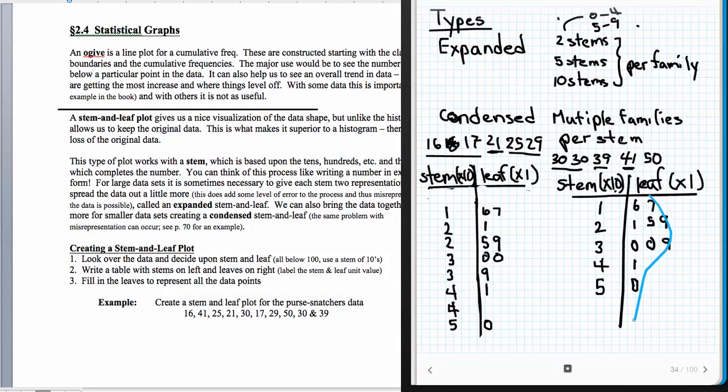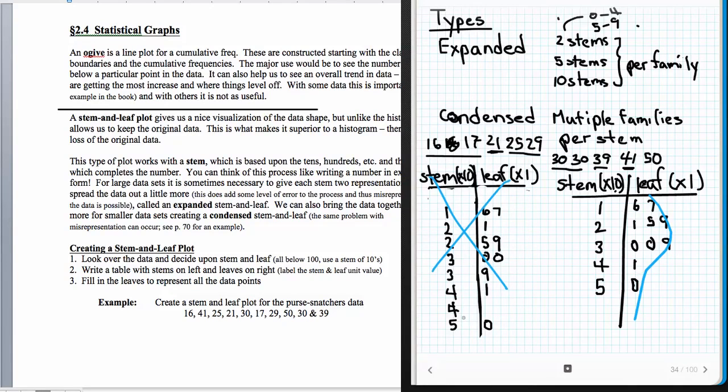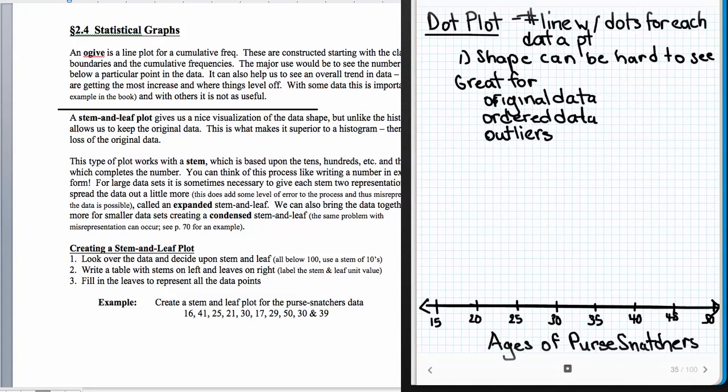So that's a stem and leaf, and this is an example of an expanded stem and leaf, and this would not be appropriate. We really wouldn't want to use this stem and leaf at all for our purse snatcher data because it's not enough data and it's not spread over or grouped around a big amount of data. So just a regular old stem and leaf will do just fine, just like this. Now, the next thing that we want to talk about really briefly is a dot plot.